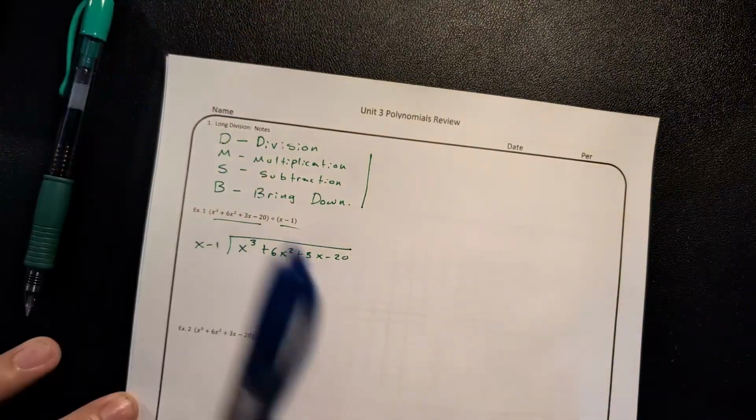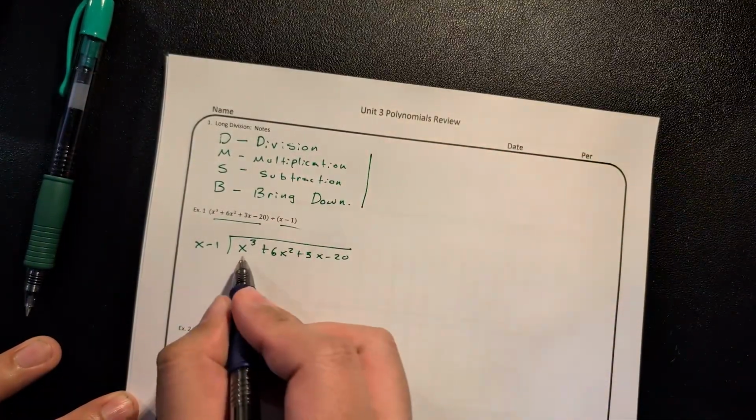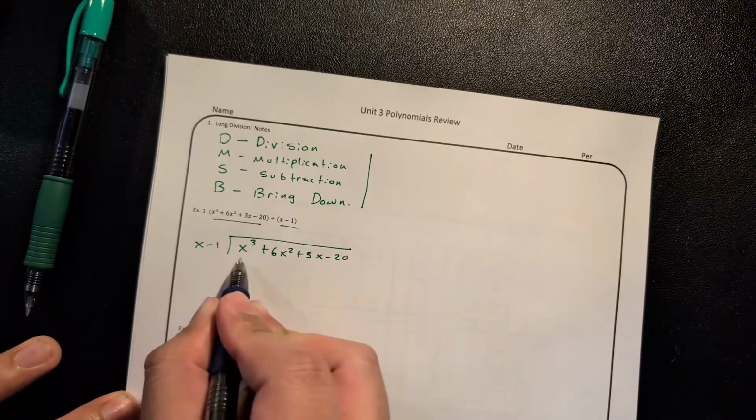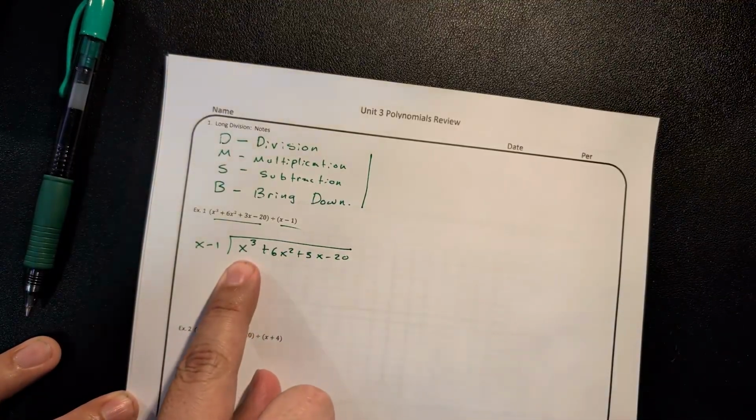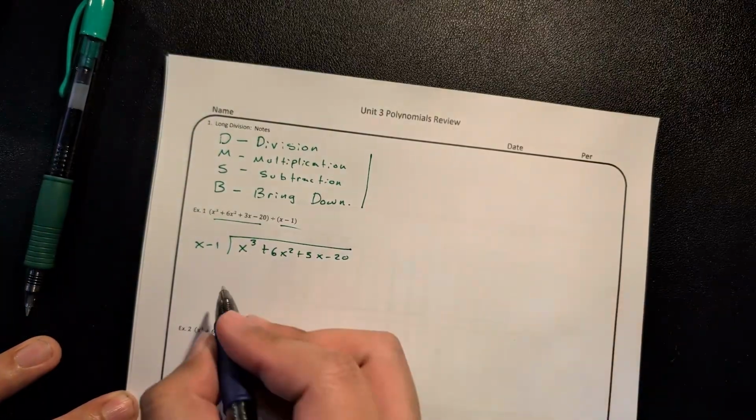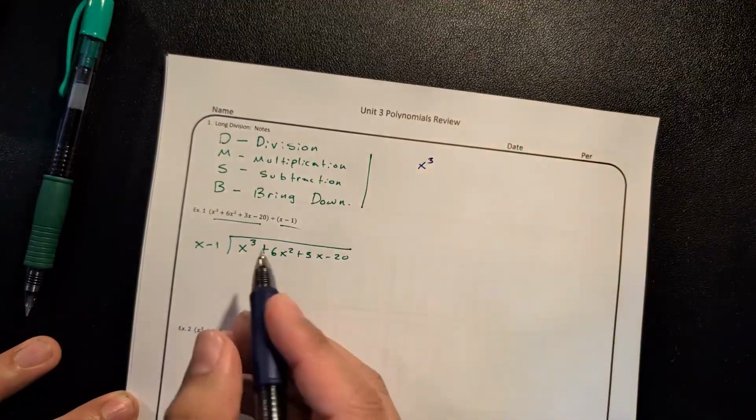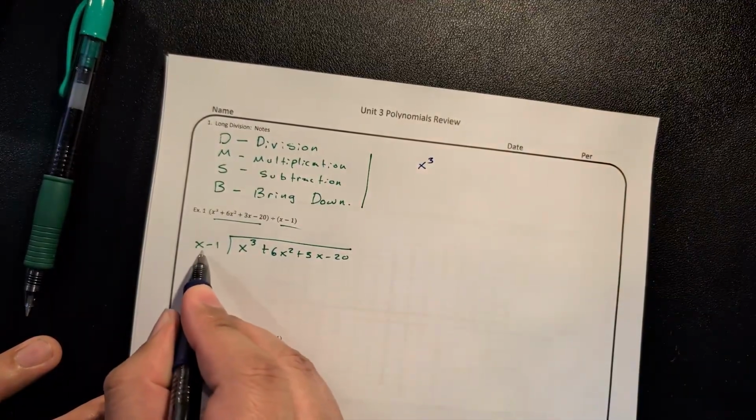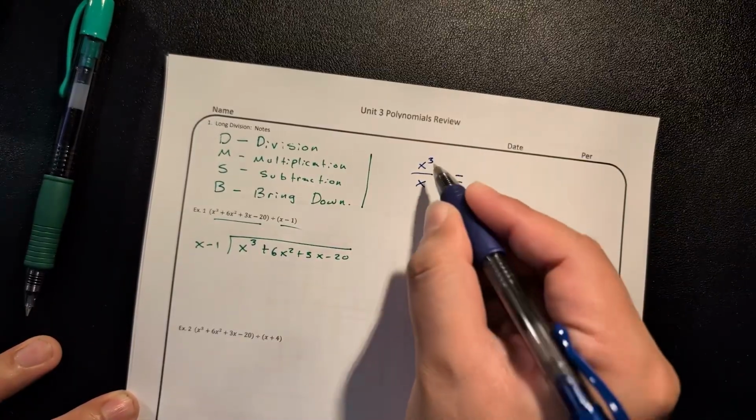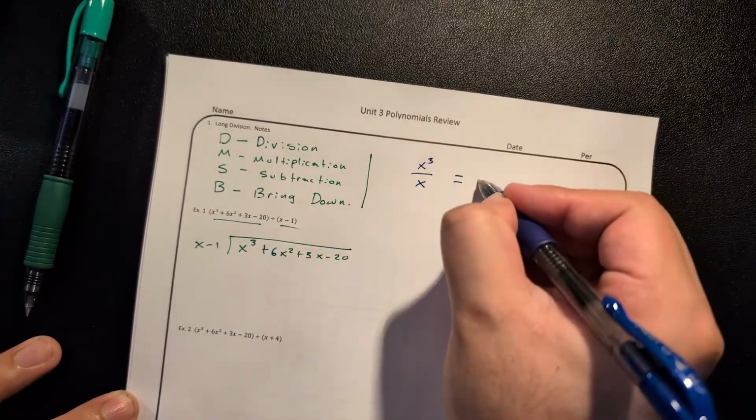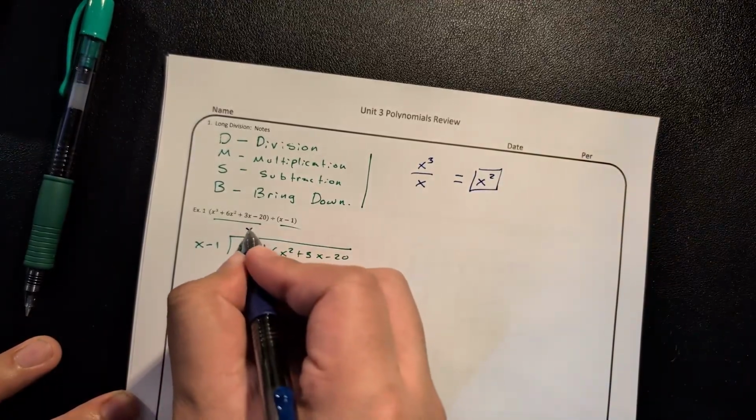So first, we gotta do division. So what that means is we're gonna get the first term of this expression. So x to the third, the whole thing. Let's do it over here. X to the third divided by the leading term of this. So x to the third divided by x gives us x squared. So this x squared goes up here.